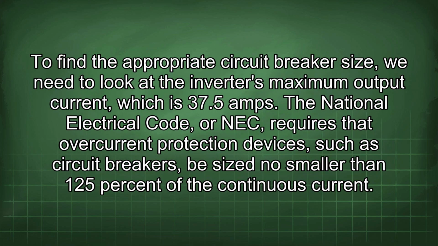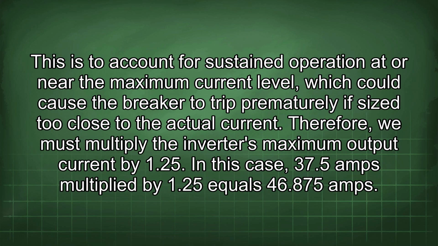To find the appropriate circuit breaker size, we need to look at the inverter's maximum output current, which is 37.5 amps. The National Electrical Code, or NEC, requires that overcurrent protection devices, such as circuit breakers, be sized no smaller than 125% of the continuous current. This is to account for sustained operation at or near the maximum current level, which could cause the breaker to trip prematurely if sized too close to the actual current.